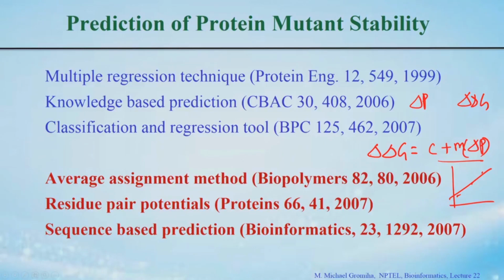So, if you have some set of values and you frame the equation, and then if you have a new mutation, you know the C and m, and substitute the value of delta P, you can calculate delta G. You can predict stability if you have a good correlation. For example, if a single property cannot account for the stability of this mutant, what can we do? What are the other options? You can have many properties.